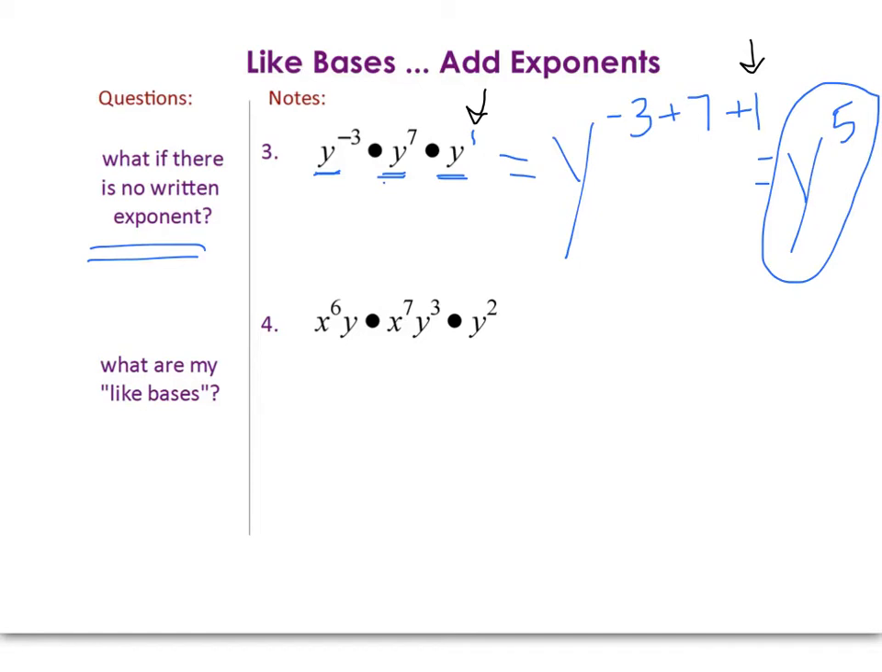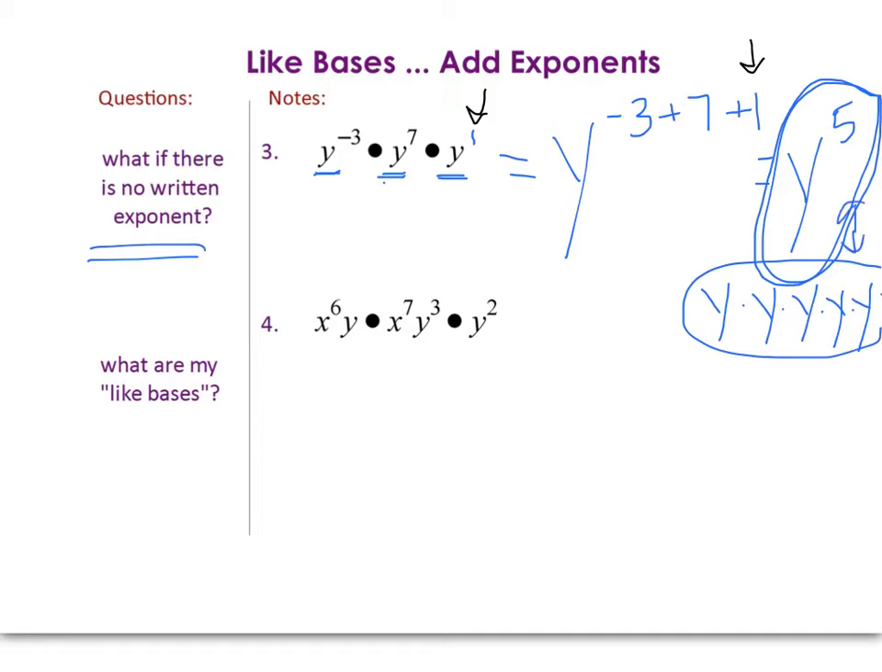What this is saying is I can put any number in for y. I could make y equal to negative 2. Y could be 100. And my final answer would be that number raised to the 5th power, or that number times itself 5 times. Those are the same thing.